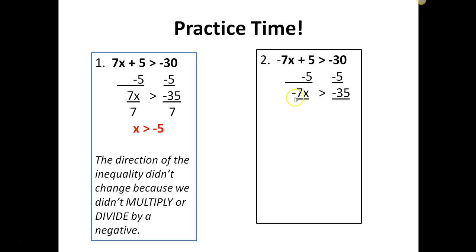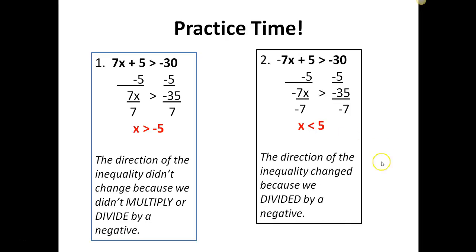How do I get x alone? Well, I need to divide by negative 7. So I divide both sides by negative 7. And negative 7 divided by negative 7 is a positive 1x. Negative 35 divided by negative 7 is positive 5. Whoa, it went greater than, and now it is a less than. Why did I change the direction? The direction of the inequality changed because we divided by a negative.